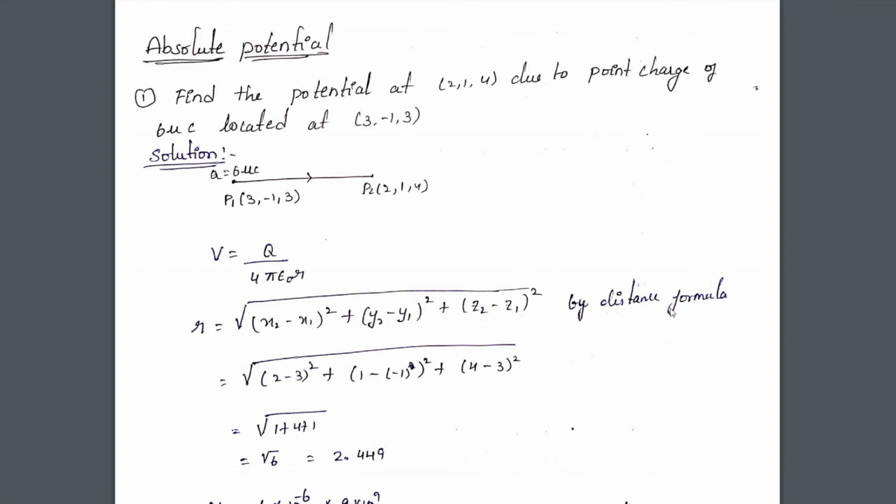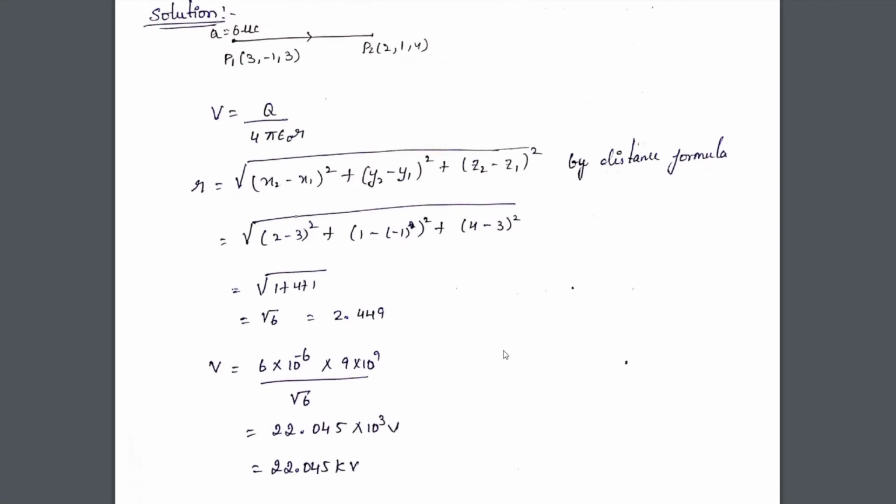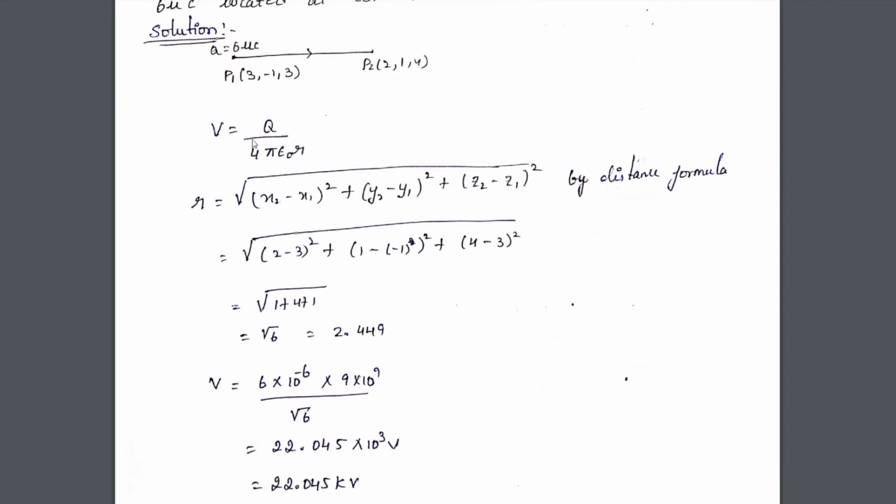Then distance R should be calculated. R is the distance between P1 and P2, so use the distance formula here. It is square root of x2 minus x1 square plus y2 minus y1 square plus z2 minus z1 square. Which is the x1, y1, z1? The charge point is x1, y1, z1. Where you calculate the potential is x2, y2, z2. Put those values, so R will be 2.449.